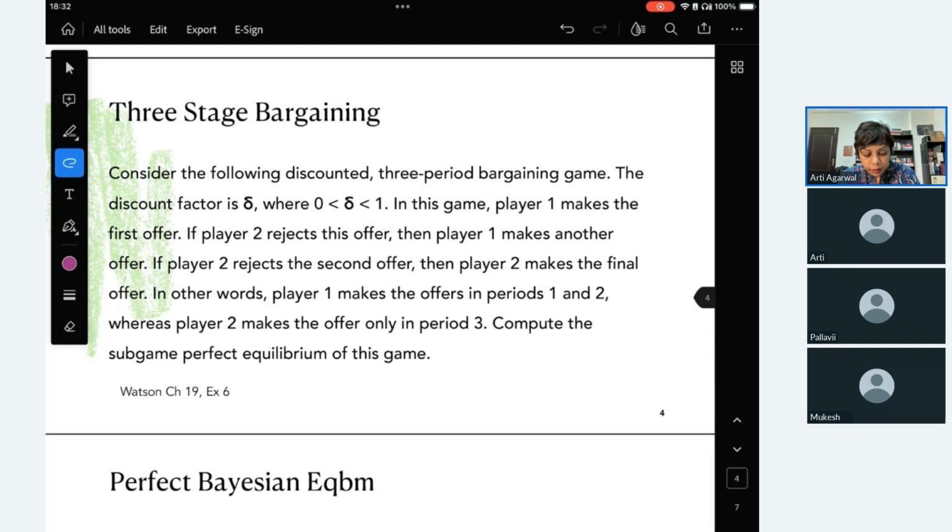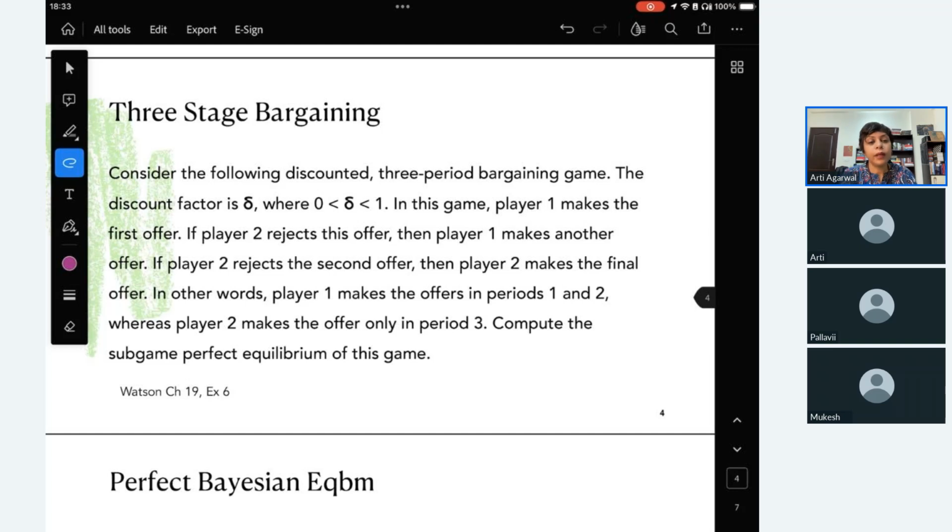In this, we are saying consider the following discounted 3-period bargaining game where the discount factor is delta for both the players. I forgot to type that out, but delta is the discount factor for both the players. So in this game, player 1 makes the first offer. If player 2 rejects this offer, then player 1 makes another offer. So remember, player 1 is making another offer. Player 2 is not making the second offer.